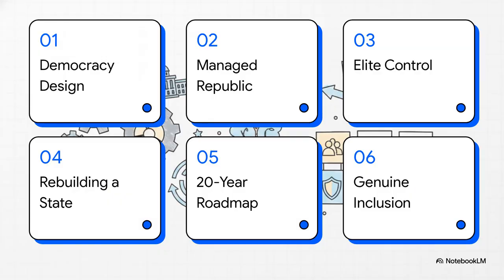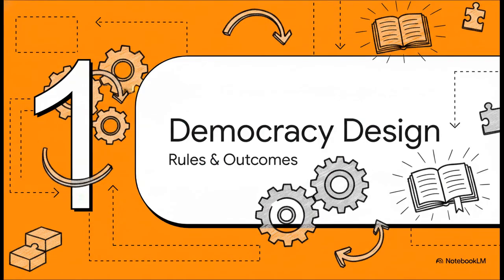Here's our roadmap for today's explainer. First, we'll look at democracy as a design problem. Second, America's managed republic. Third, the mechanics of elite control. Fourth, rebuilding a broken state. Fifth, the 20-year transition roadmap. And finally, designing for genuine inclusion. All right, let's kick things off with Section 1, Democracy as a Design Problem.